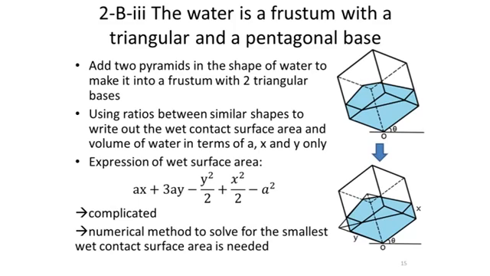Indeed, the contact area of this case is difficult to be expressed with no more than 3 variables. However, adding 2 smaller pyramids, like these 2, can transfer it into a frustum with 2 triangular bases. Thus, the expression for contact area becomes similar to that in part 2a4, and is simple enough for us to use the numerical method for further comparison.